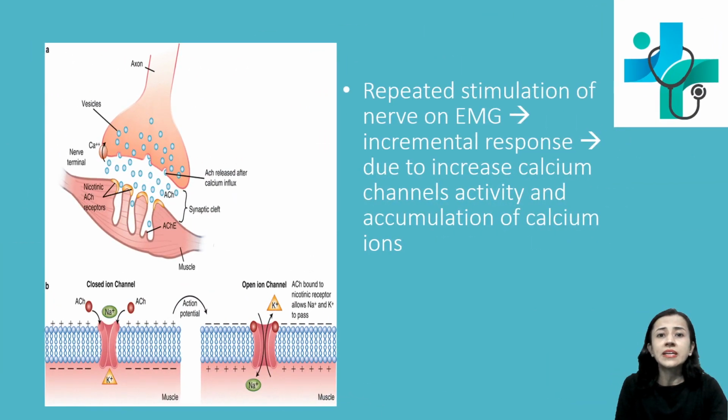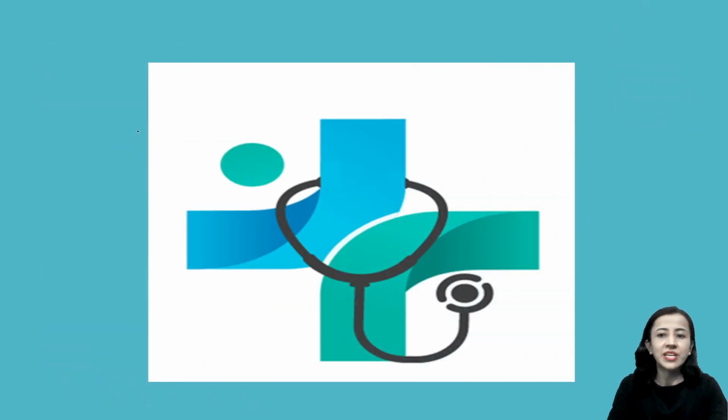Another important thing: in Lambert-Eaton syndrome, if repeated stimulation of the nerve is given, it results in an incremental response. That is because of increased calcium channel activity, and because of accumulation of calcium, some amount of calcium may enter, and that results in release of acetylcholine. So this is Lambert-Eaton syndrome. This is all about myasthenia gravis and the other autoimmune disease, Lambert-Eaton syndrome. Thank you so much.